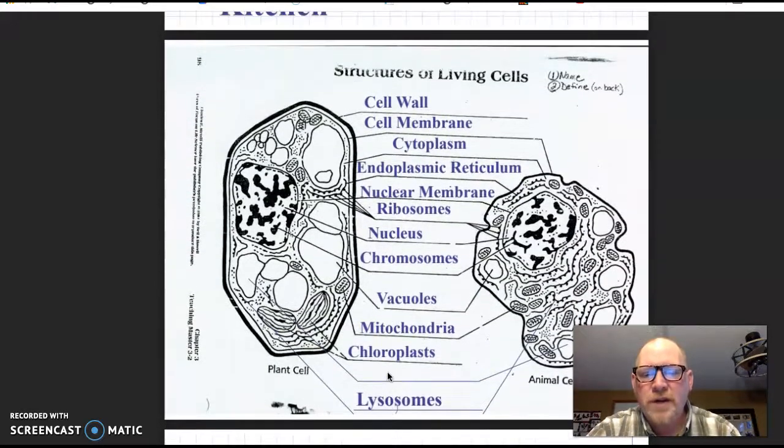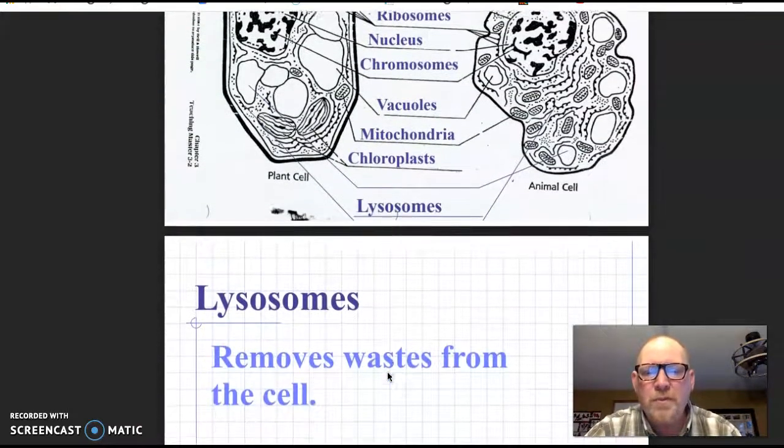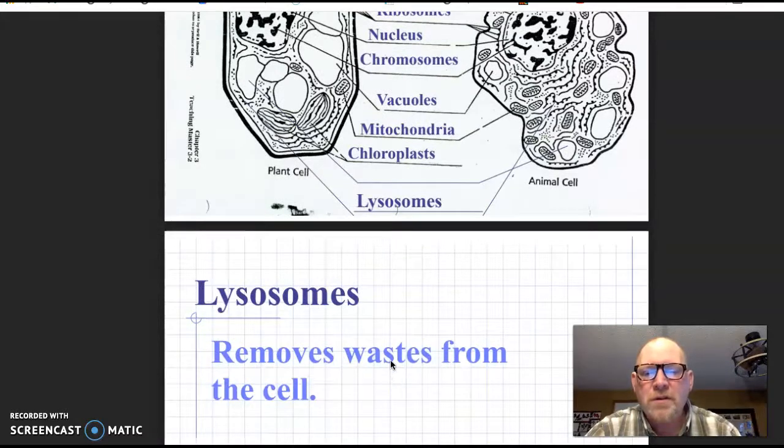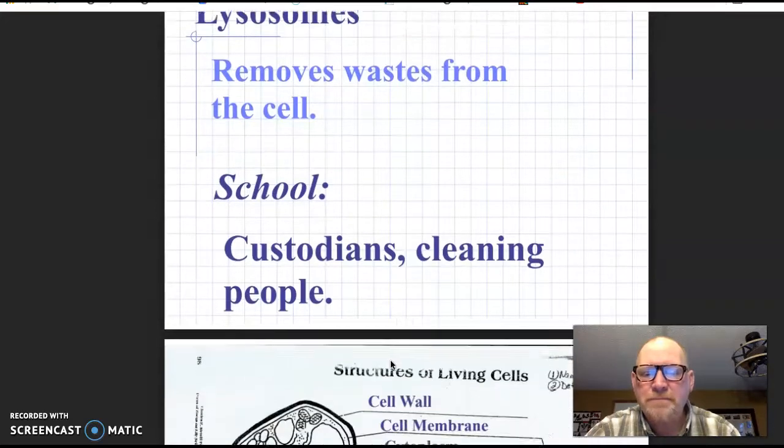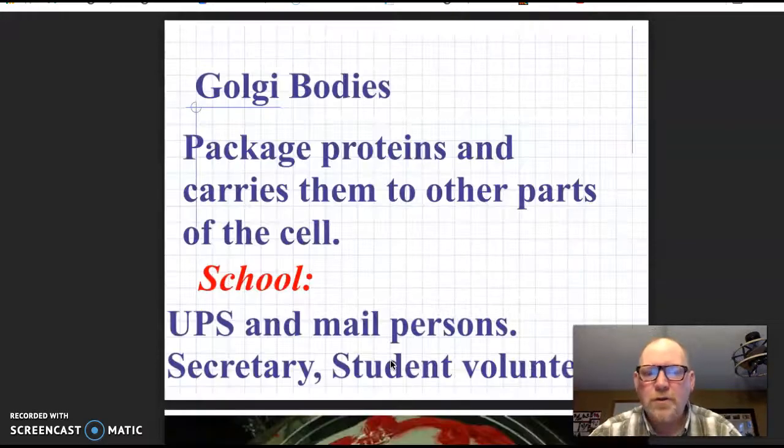Lysosomes is our next organelle. Lysosomes are responsible for removing waste from the cell. And in a school, that would be the custodians and the cleaning people. Golgi bodies are the packaging centers within a cell. They will package proteins up and they'll move them around to different parts of the cell as they are needed. So in the school, that might be the UPS or the mail person that comes, a secretary or a student volunteer that runs things around in the building.